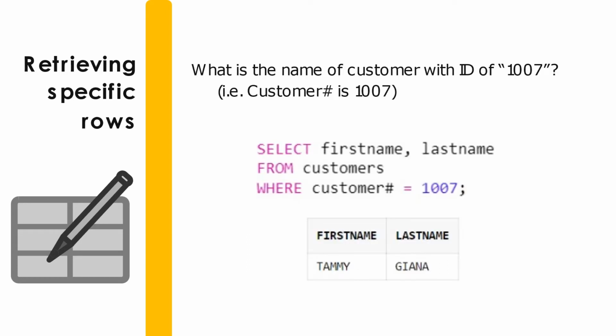If we would like to retrieve specific rows from our records of data, we use the where clause. In this example, if we would like to get the record of the customer with ID of 1007 and get the first name and last name, we specify it using the where clause. So we have select first name, last name from customers table where customer number is equal to 1007. And as you can see at the very bottom, that is the result of our query.